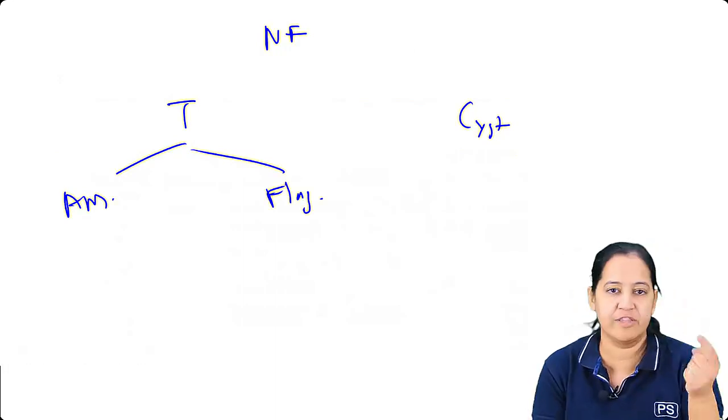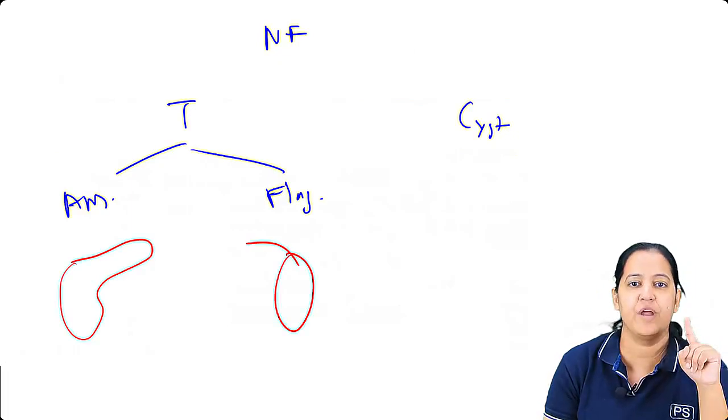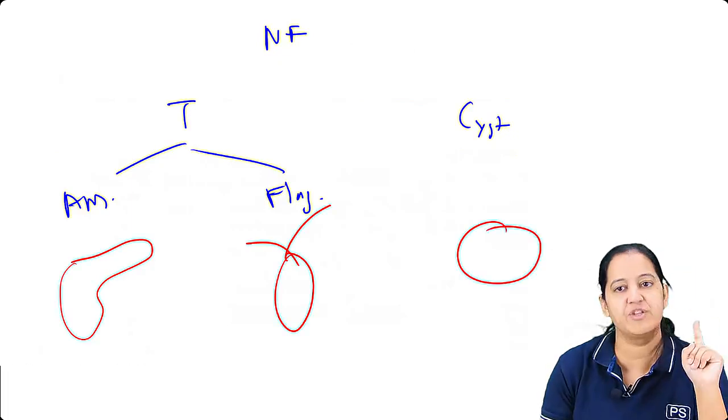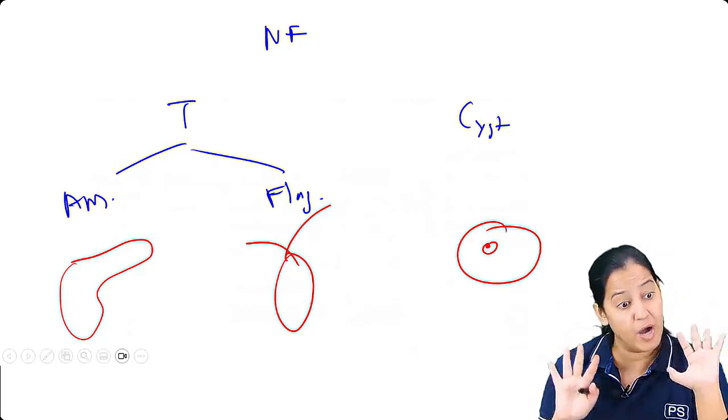I want you to draw with me. Amoeboid, you can draw any shape. It should be amoeba. Flagellate, it should have the flagella. And cyst, it should be uninucleate. That's it. This is all you have to draw. The rest is of no use. Focus on what is useful.